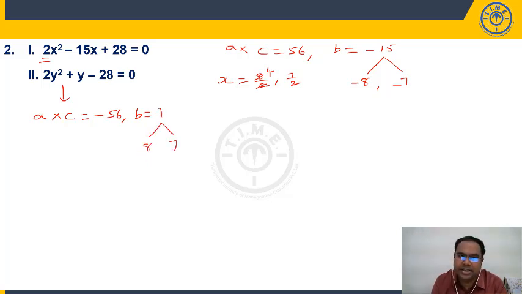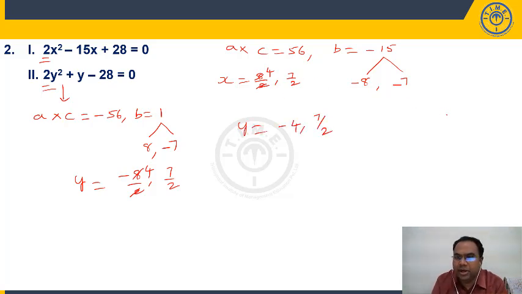So 8 and 7 difference is how much? 1. But if you observe here, I should get minus 56, right? So 8 minus 7 I will take. 8 into minus 7 is minus 56 and 8 minus 7 is nothing but how much? 1. Now, while writing the roots, you have to change the sign. Plus 8 will become minus 8 by coefficient of y square is 2. Minus 7 will become plus 7 by 2. So, y roots are minus 4 comma 7 by 2.